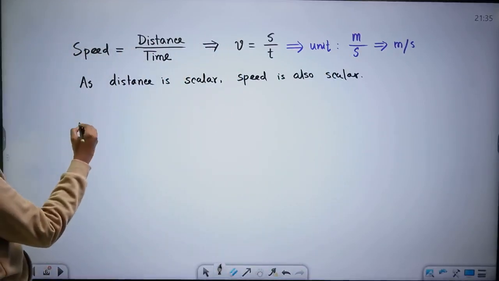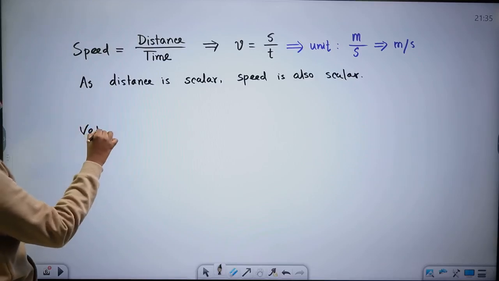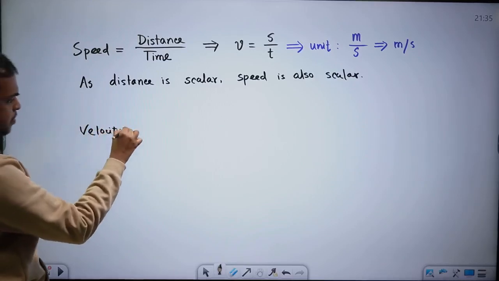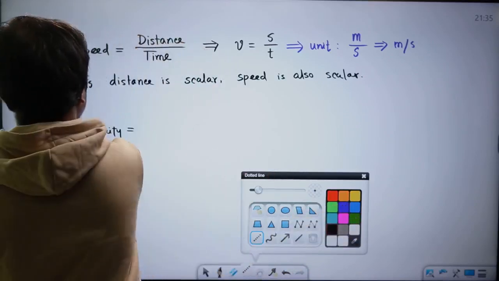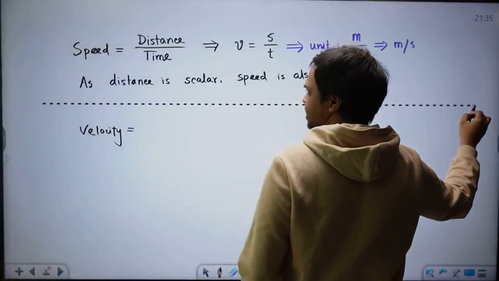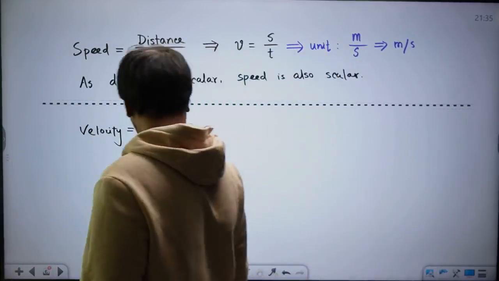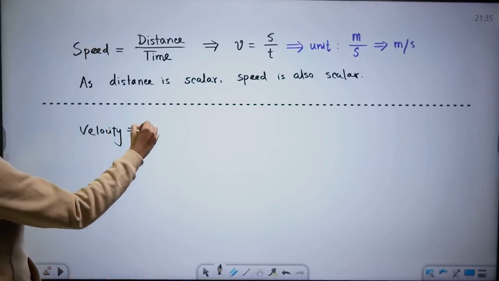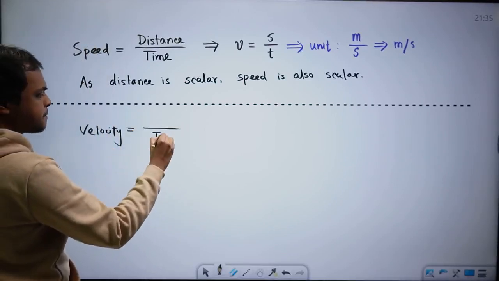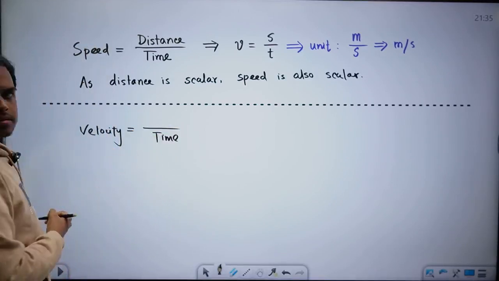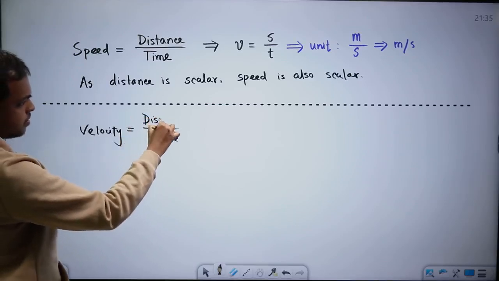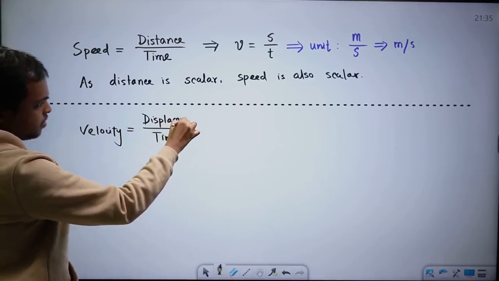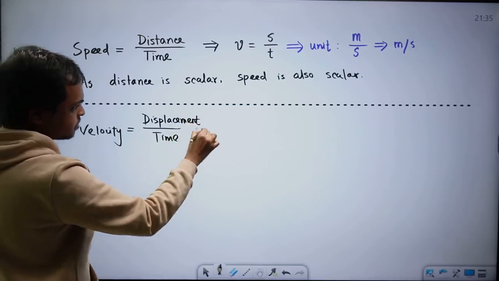Let's talk about velocity now. I'll put a barrier between these two to differentiate them. Velocity is the rate of displacement, right? Don't forget these two things.